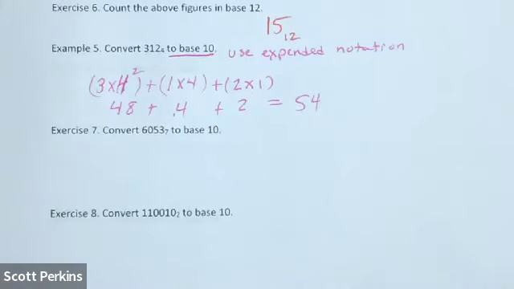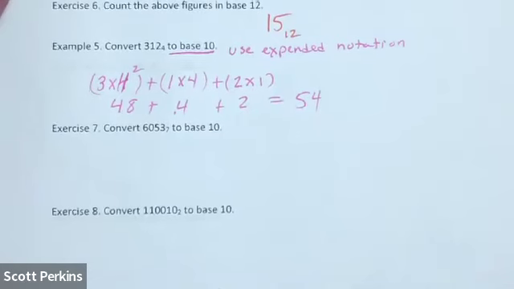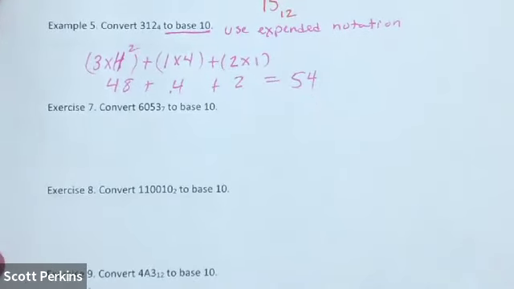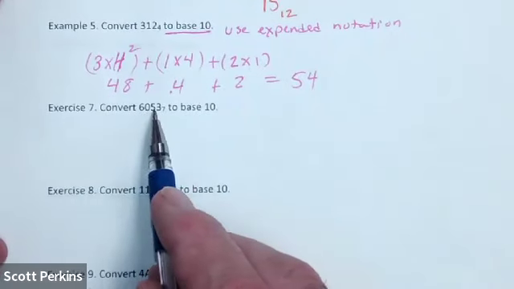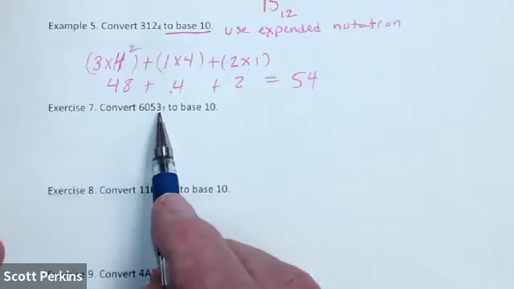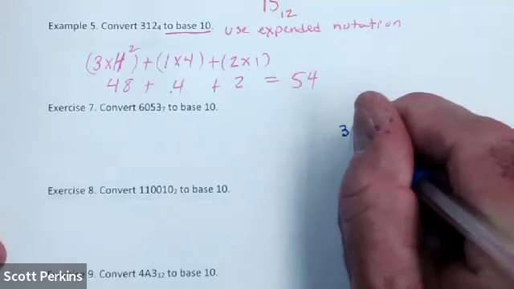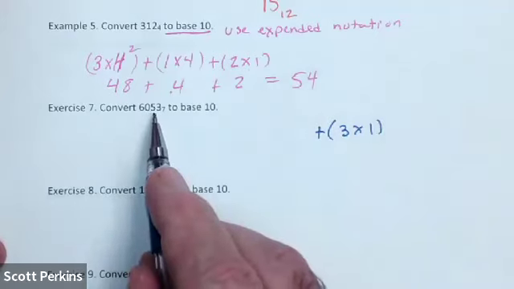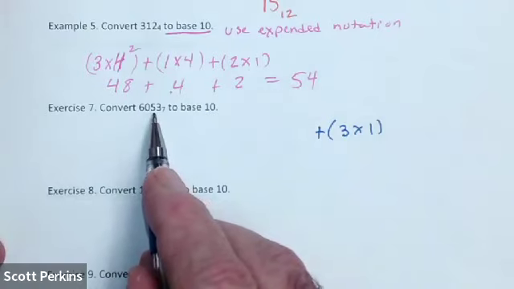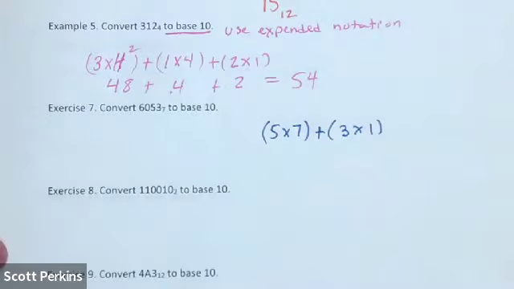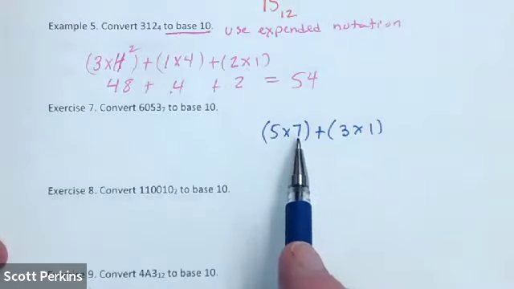All right, let's see how you did. And then you're going to get to do another one. All we're doing is the same process. We're just changing the base to get more practice here. So on this number, 6053, the base is seven. The three represents what? Yep, our units. So three times one, I'm going to put out here on the end. Plus the five represents groups of what? Okay, so five times seven, it's groups of seven. And the reason is because this number is base seven.